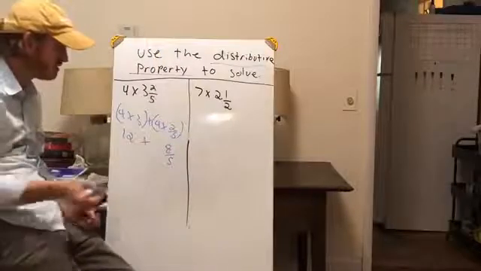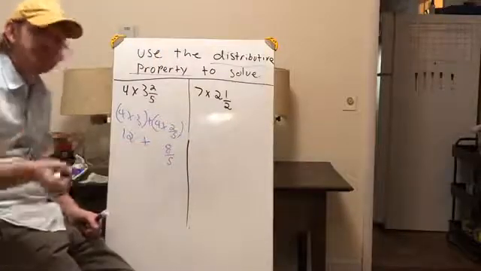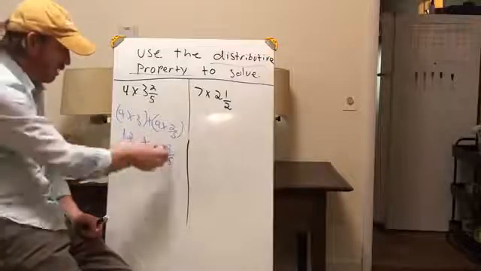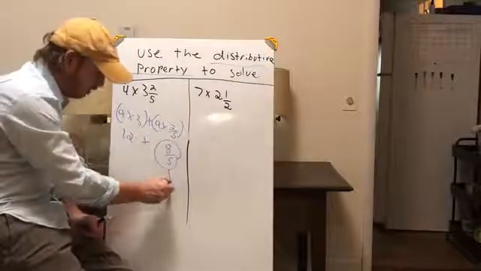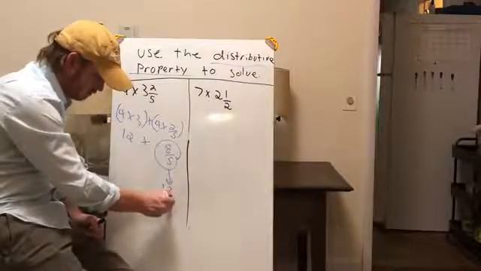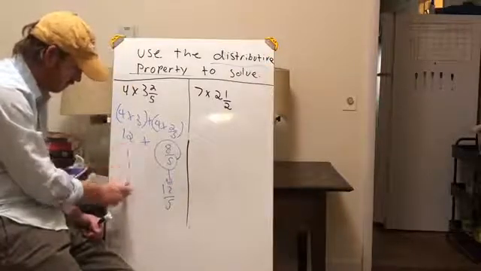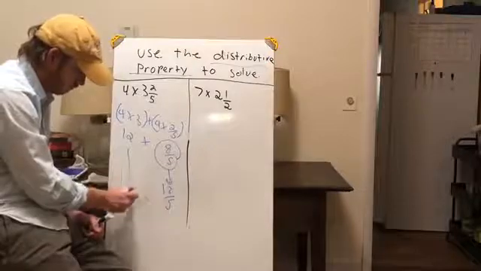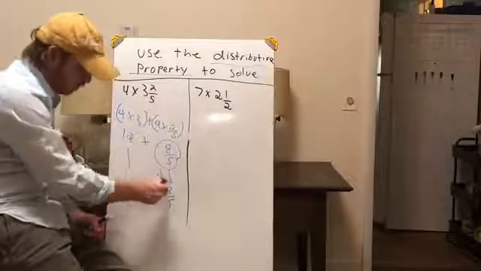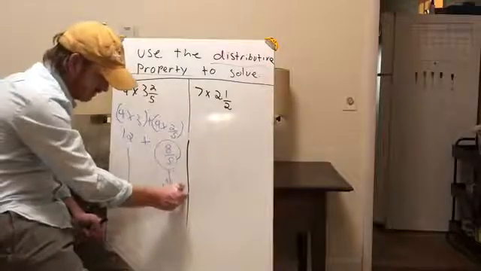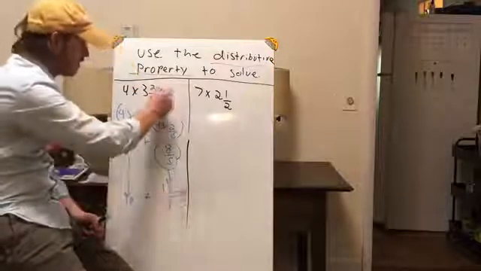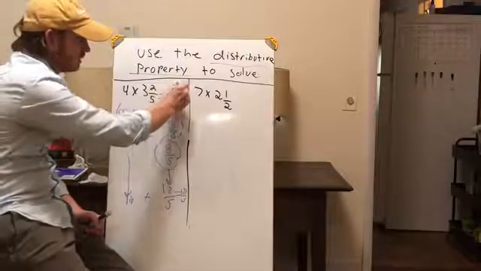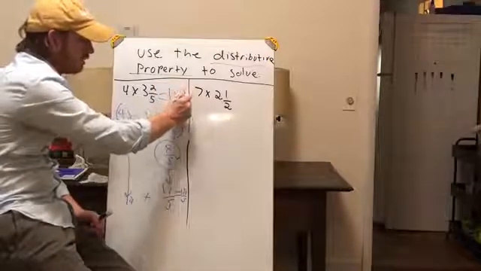And then I notice that 8/5 can be simplified. So I'm going to simplify it into 1 and 3/5. 12 plus 1 and 3/5 is 13 and 3/5. So 13 and 3/5.